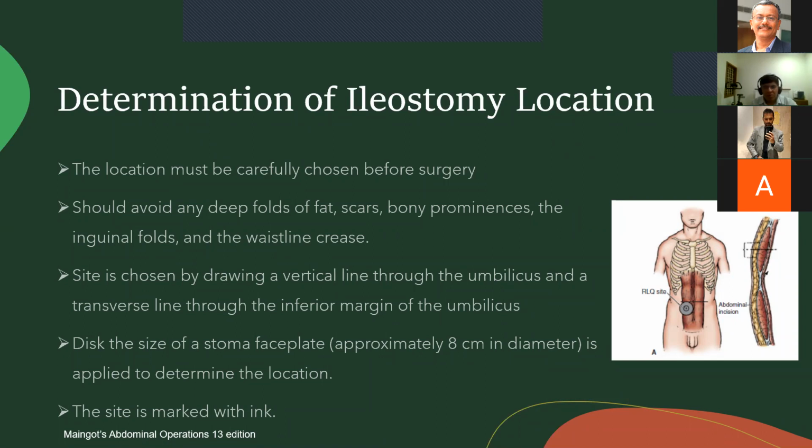So the location must be chosen carefully before the surgery. It should avoid deep folds of fat, scars, bony prominences, inguinal folds, and the waistline crease. Ideally, it should be taken at the tip of the fat mound in the abdomen. The site is chosen by drawing a vertical line through the umbilicus and a transverse line through the inferior margin of the umbilicus. A disc the size of a stoma faceplate, around 8 centimeters, is applied over that location, and then the site is marked with ink.